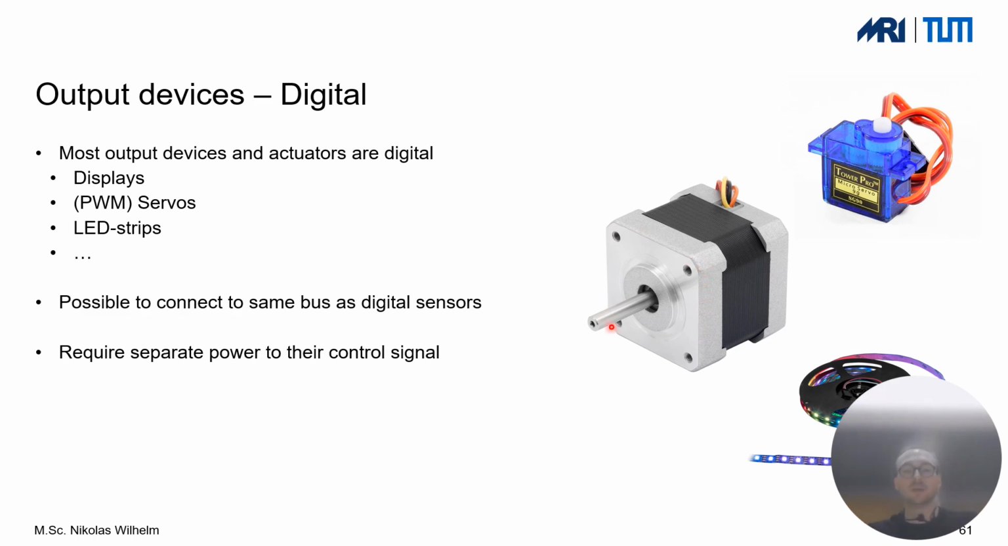And one thing you should pay attention to: something like these motors might require separate power lines to control these signals. So if your microcontroller is working on 3.3 volts, it's maybe not sufficient to power a very powerful motor, right? So you need to plug in the motor externally to an additional power source here, and that you should also know about.